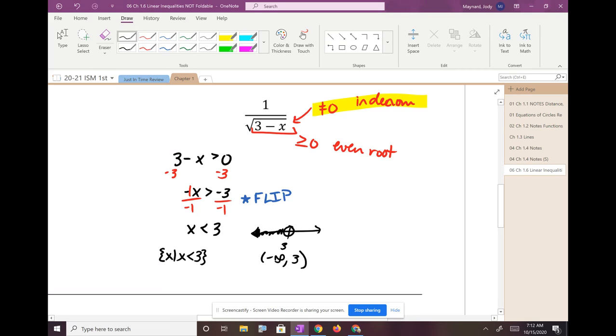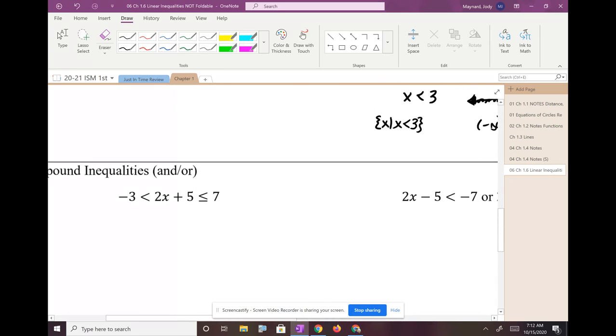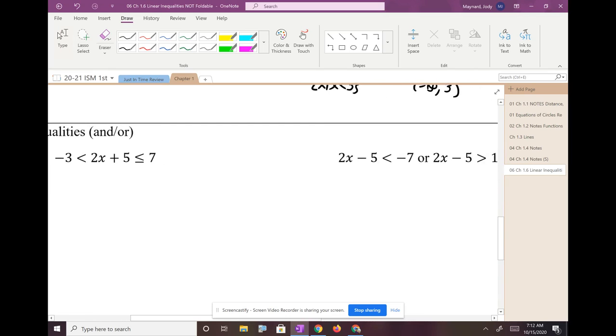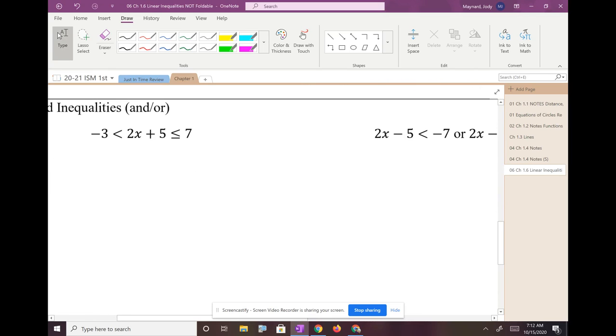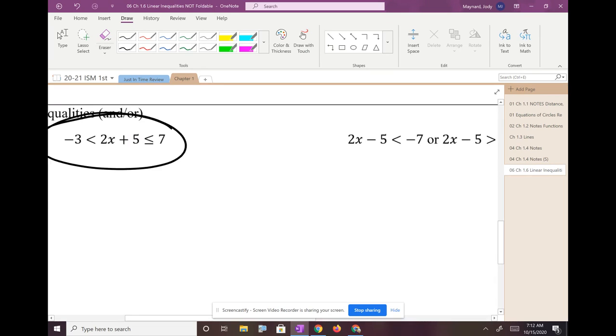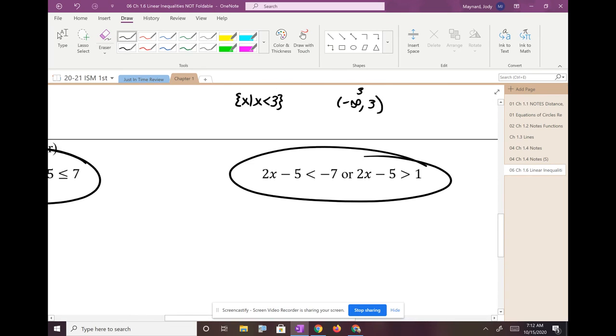Okay, moving on to our compound inequalities. So compound inequalities are and inequalities and or inequalities. So this is an and because they're smushed together. It has to be greater than some number and less than some number at the same time. So it's the overlap in the center. And or inequalities means that you're going to have one shaded on the left and one shaded on the right.